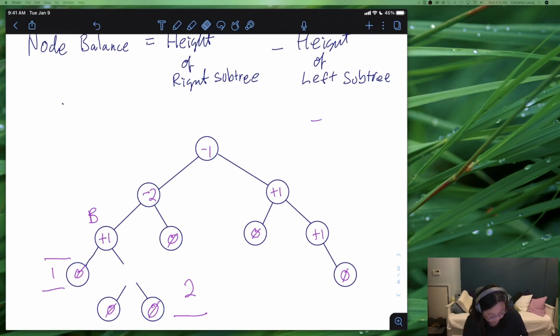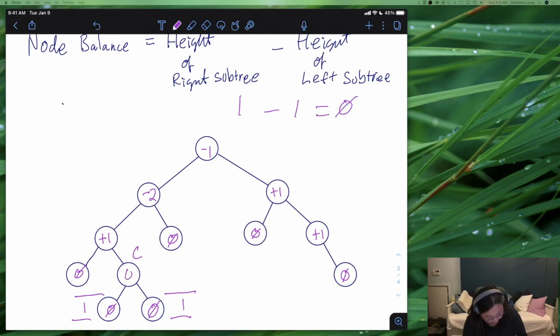Okay? Last one. So the last node to look at is this node right here. What is the balance here? So the height of the right subtree is 1. The height of the left subtree is also 1. So 1 minus 1 has a total of 0. So the balance at C is 0.